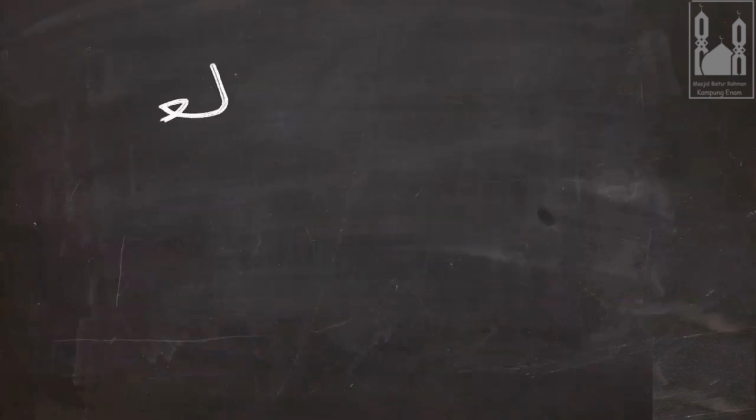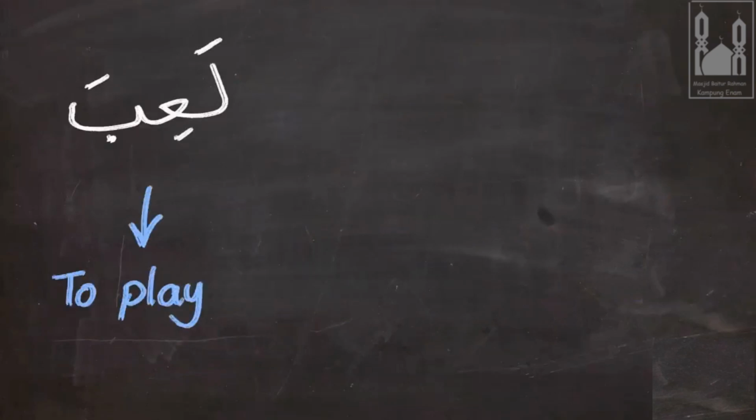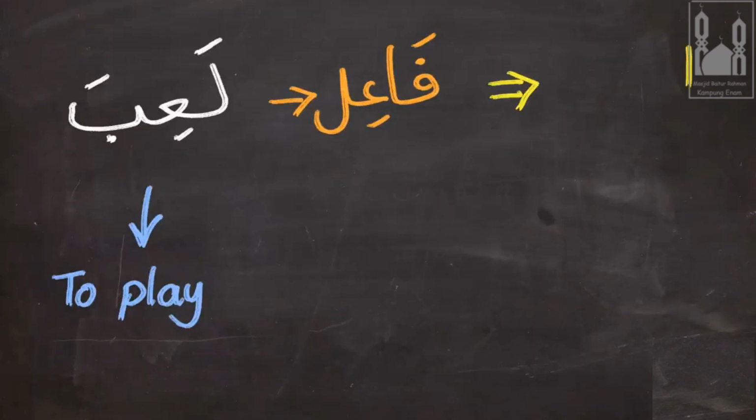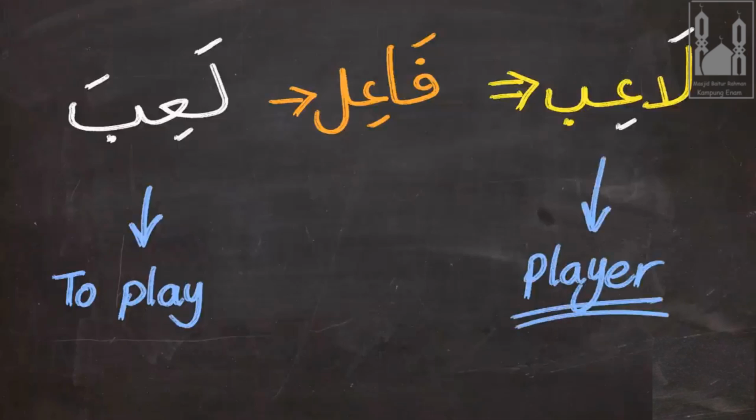Let's have one last example. The root la'iba means to play. Let's apply the same measure to it, that is fa'il. You would then get la'ib. And by now, you should have already guessed that la'ib means player.